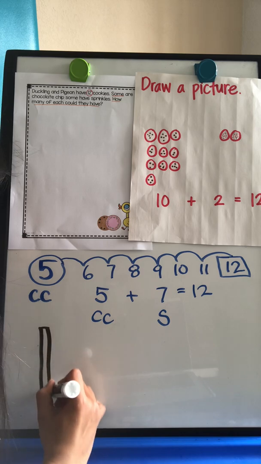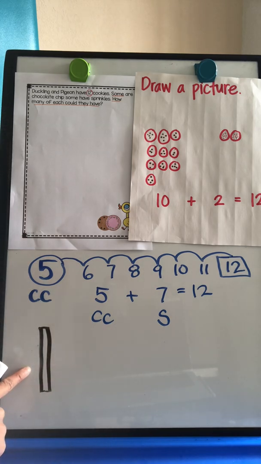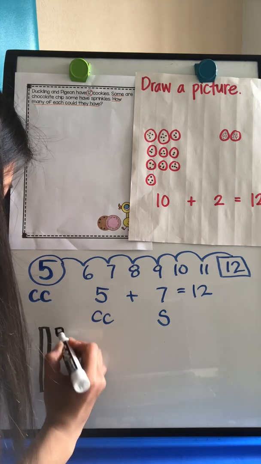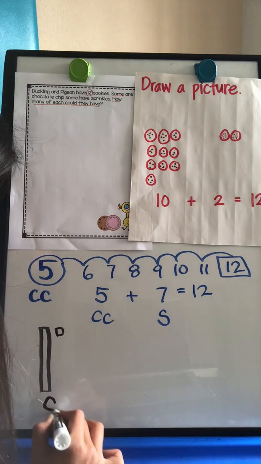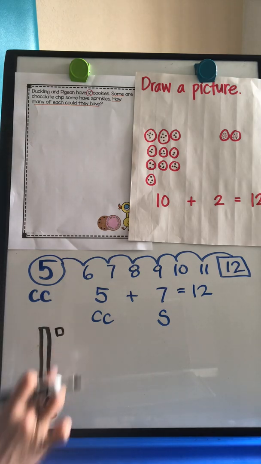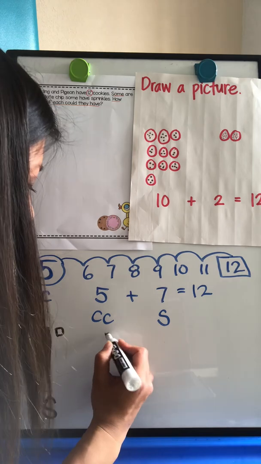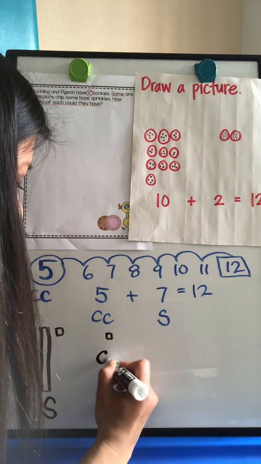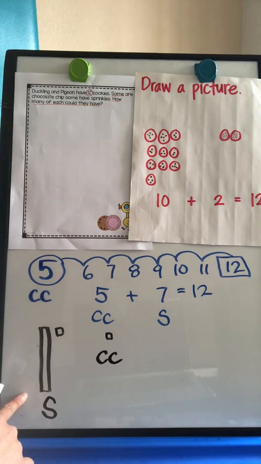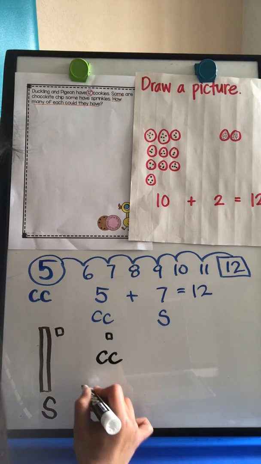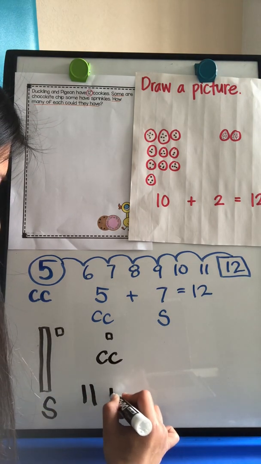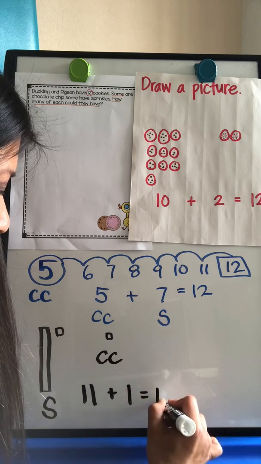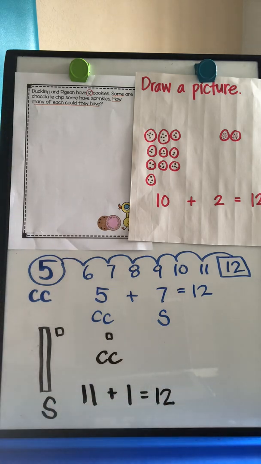So I can draw one long. Remember, this means 10. And 11. Let's say there's 11 sprinkle cookies this time. If there's 11 sprinkle cookies, I know that 12 is only one more. So there must only be 1 chocolate chip cookie. So my equation, or my number sentence, would be 11 plus 1 equals 12. Okay.